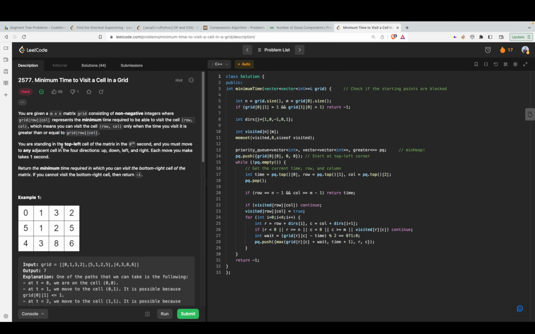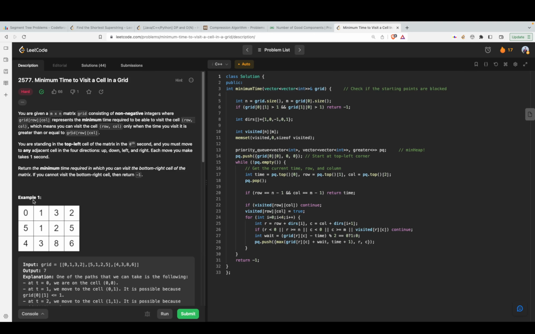So you are standing in the top left cell, that is the cell at location 0, 0, and you are standing over there at time equal to 0. Now, from 0, 0, you can only go to the right cell or to the cell at the bottom. So if you want to visit that cell, it will take you 1 second.